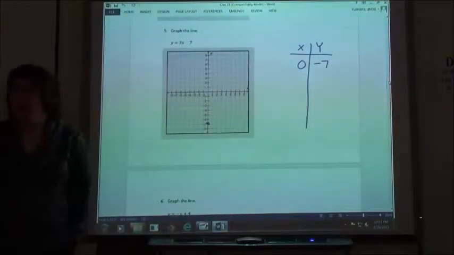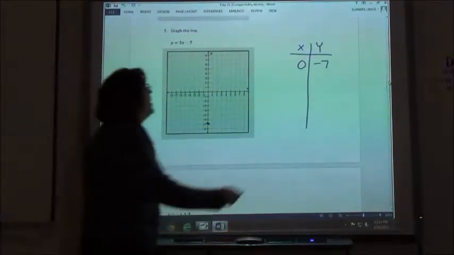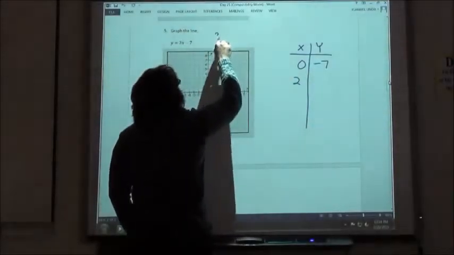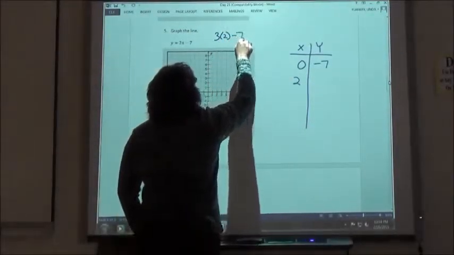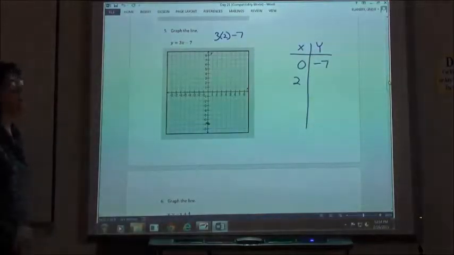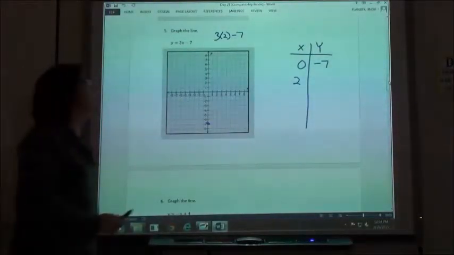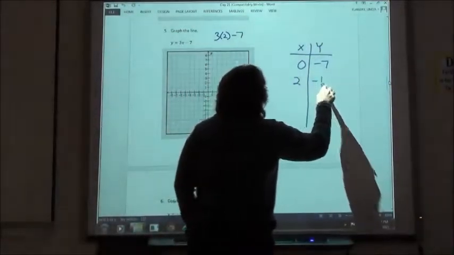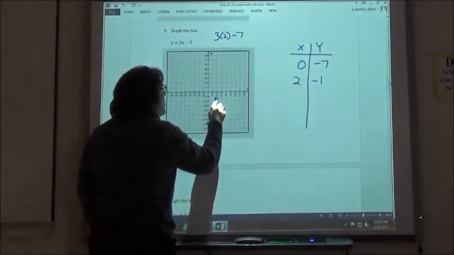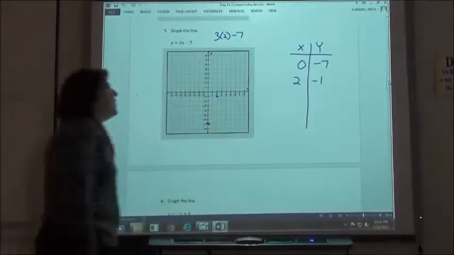What should we put in for x? 2, okay? So, 3 times 2 minus 7 would give me negative 1. So 2 over, down 1 is going to be a dot on my graph.